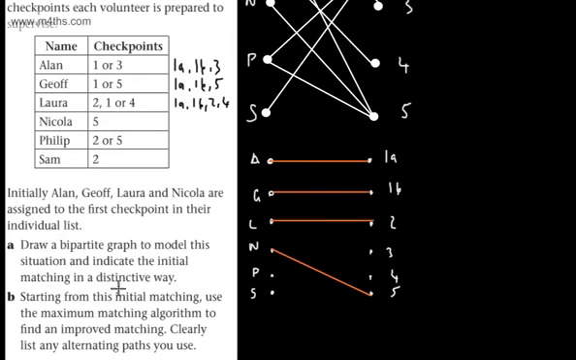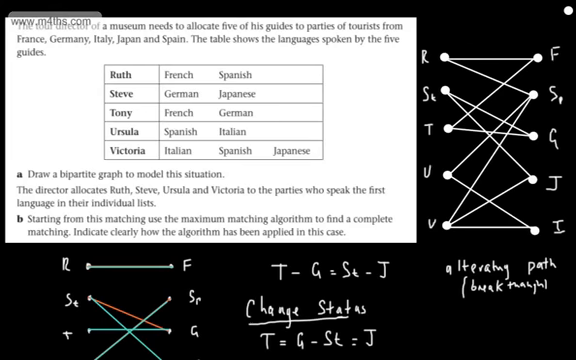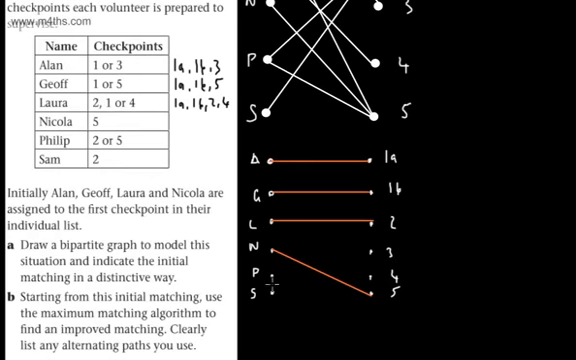So when you're told to find an improved matching, let's even go back as far as the CDs. If my initial matching was Mum to Whitney, if I could then show that Charlie was going to one direction, that would be an improved matching. Okay, so let's go ahead and do this then. So that's our initial matching. So all we can do now is start with either P, or we could go from Sam. Both of these are unmatched.